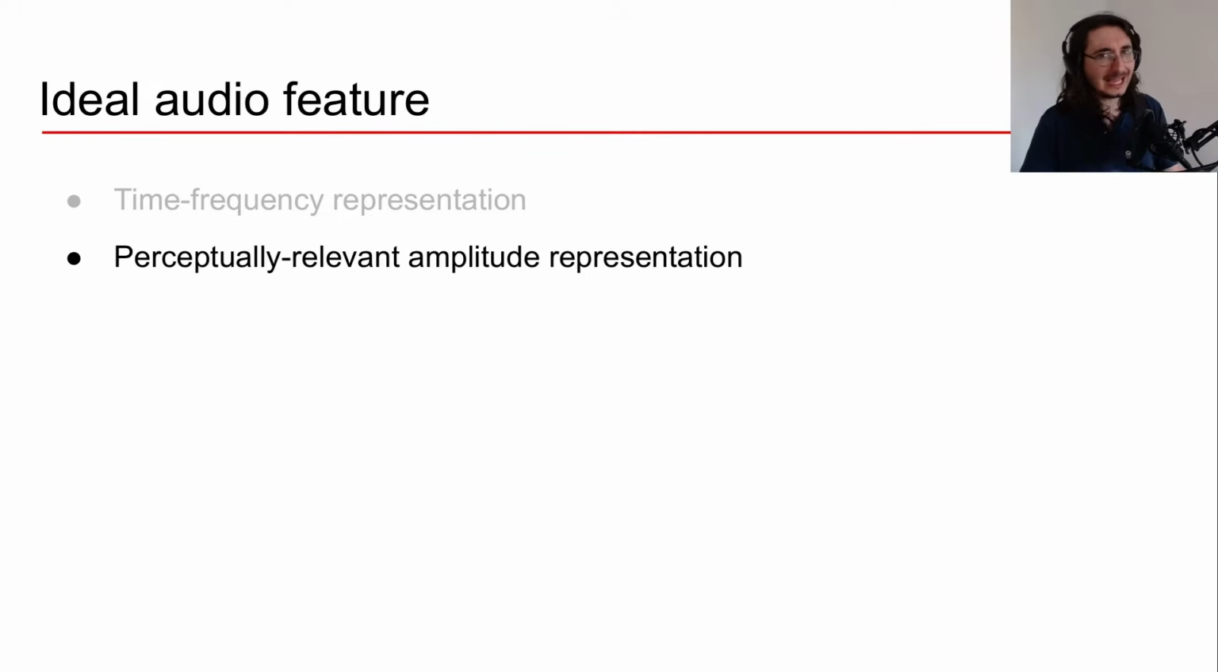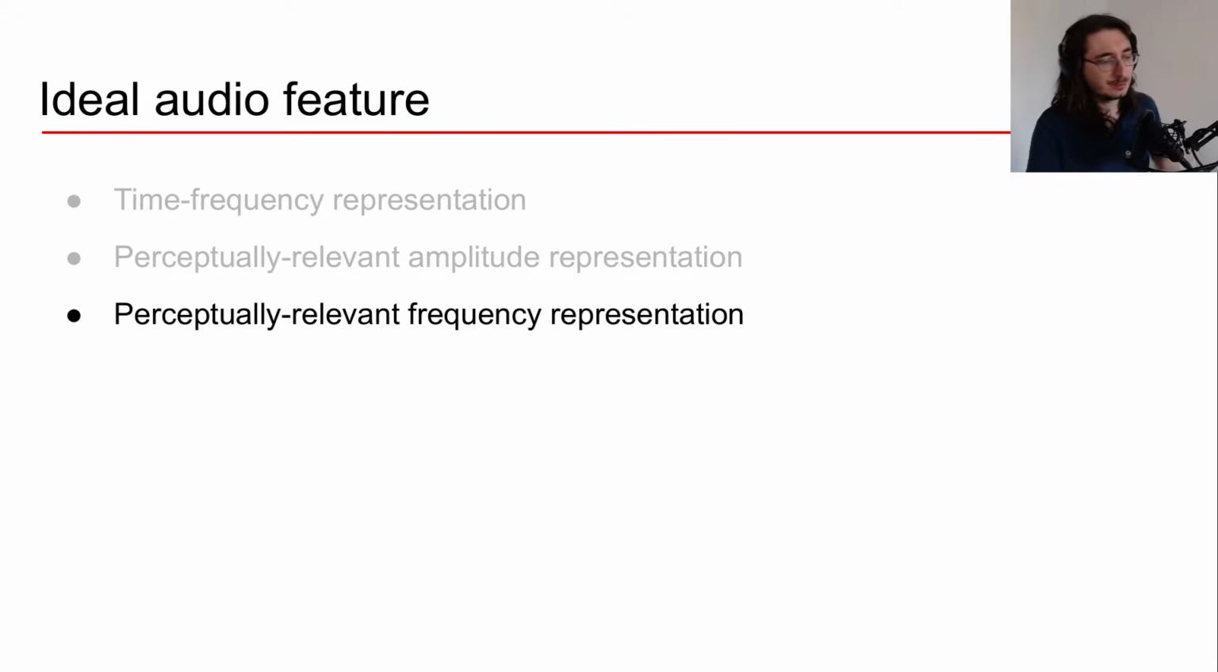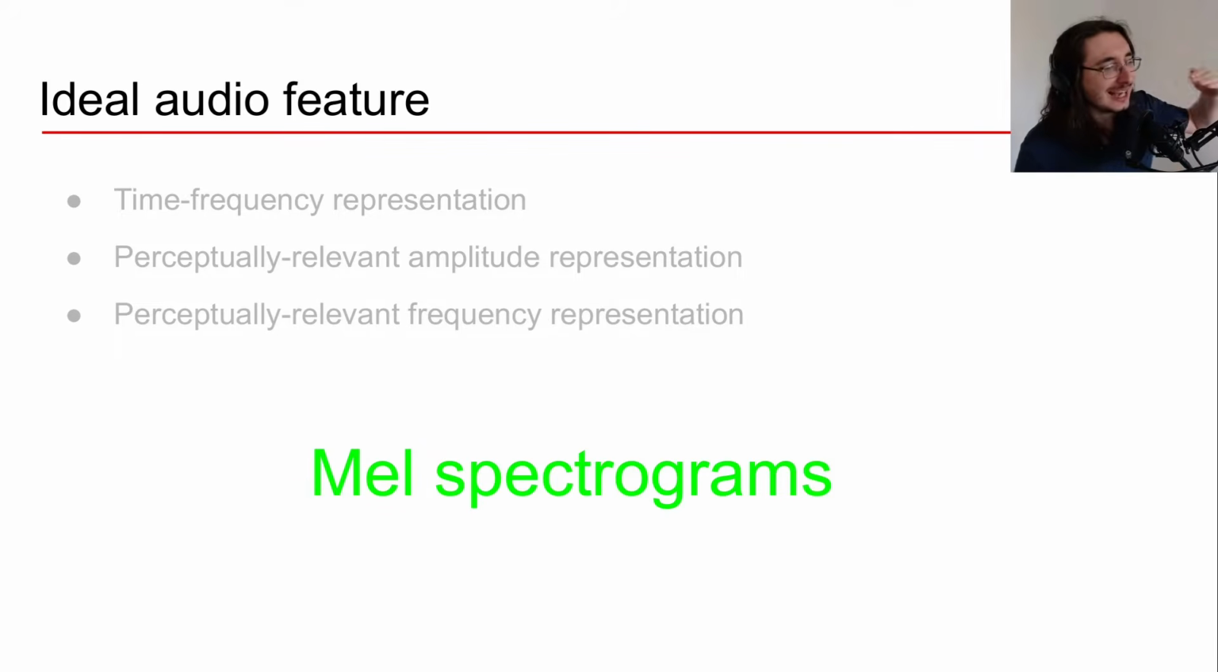But what we can't achieve with vanilla spectrograms is the third aspect, which is a perceptually relevant frequency representation. And this is what Mel spectrograms are all about, right? They check out all of these three interesting conditions. But now, Mel spectrograms. It's a concept with two words.